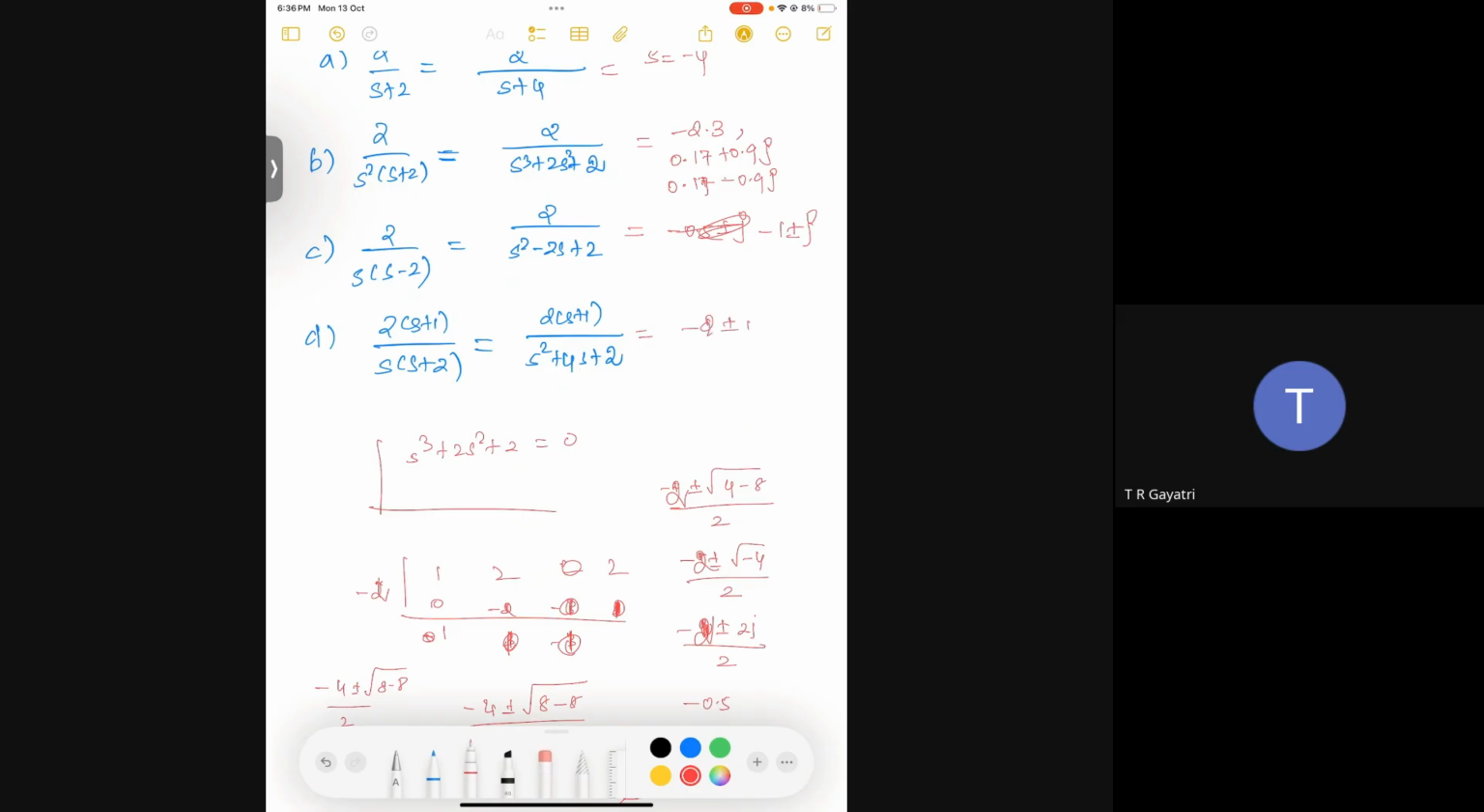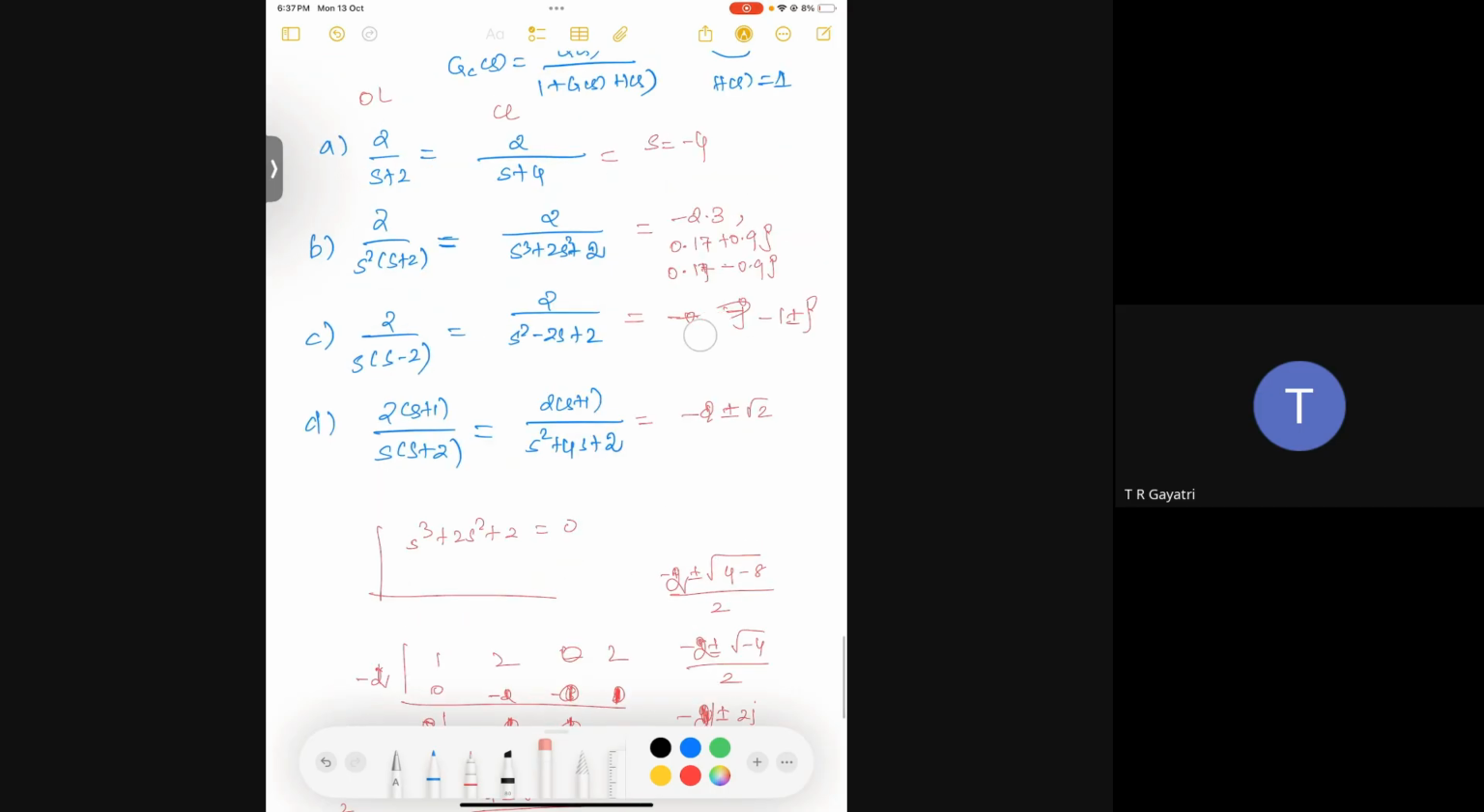Minus 2 plus or minus root 2. Wait, just root 2, right? Okay. If everybody is getting this, we'll proceed with this. Now we'll find whether this is stable or not. This is stable.